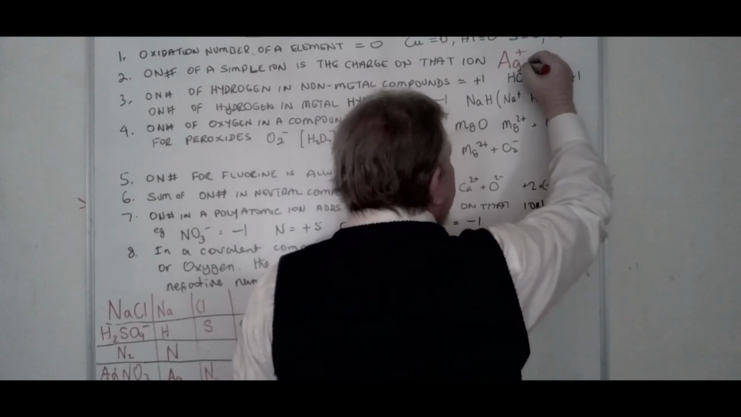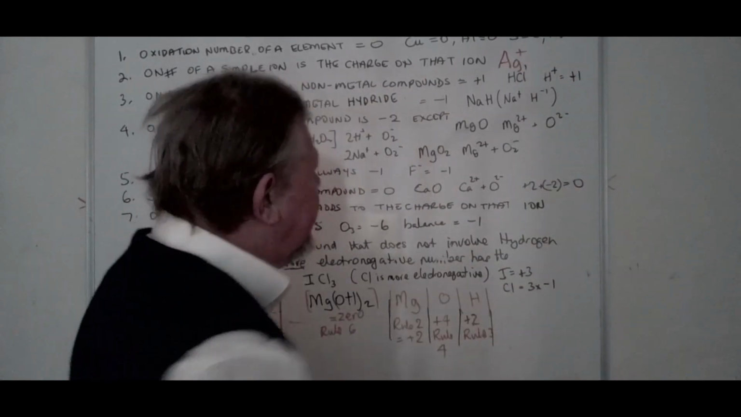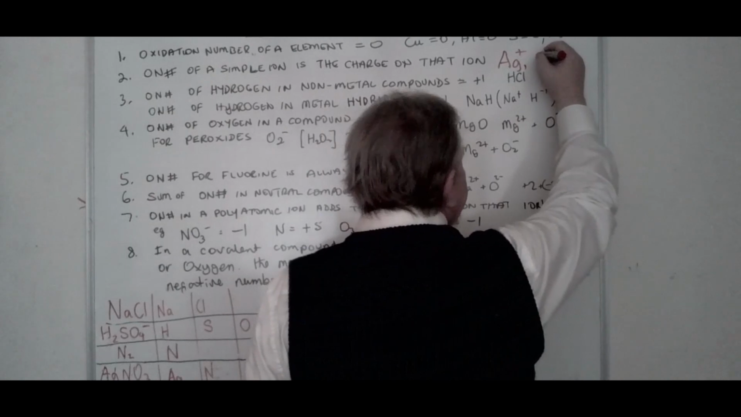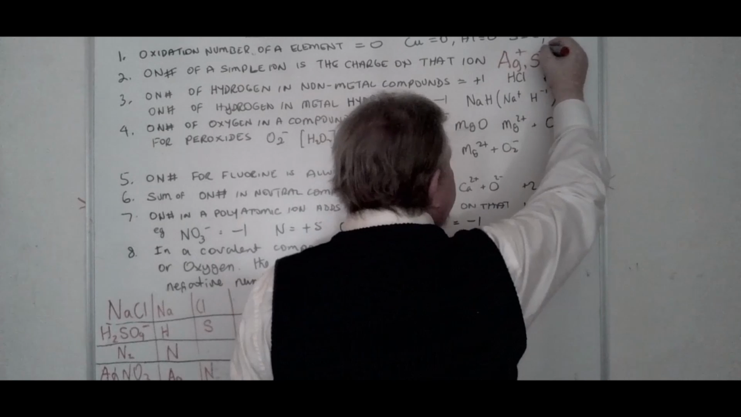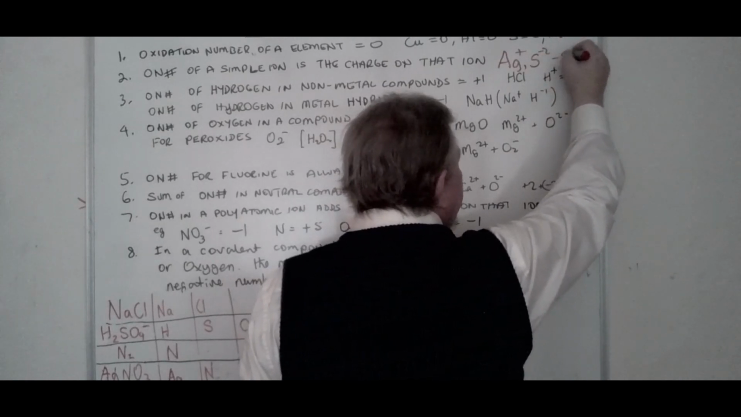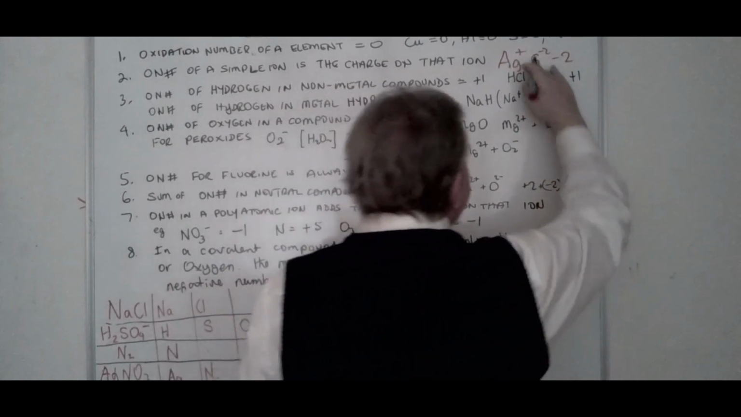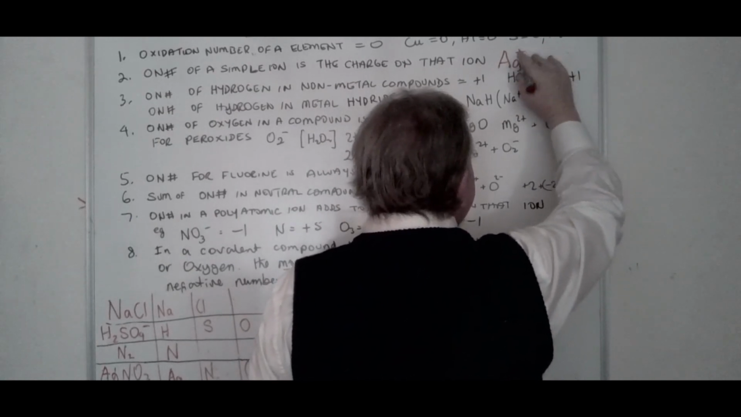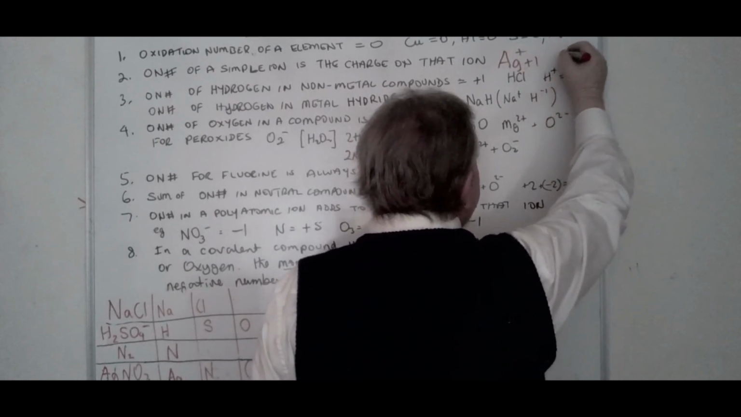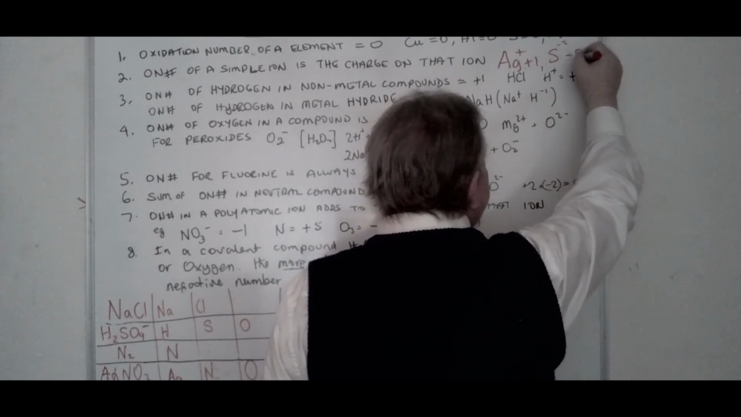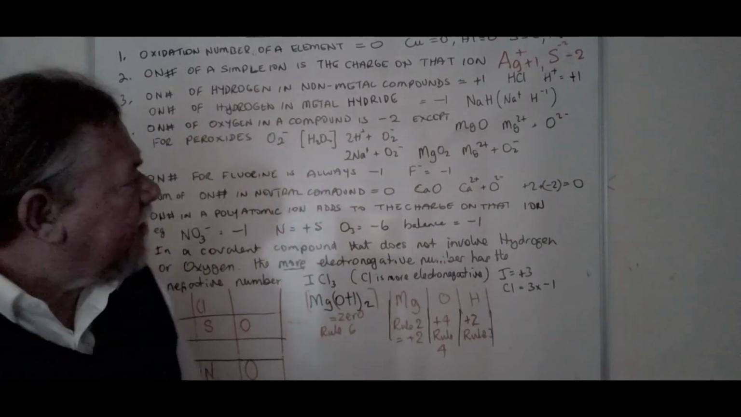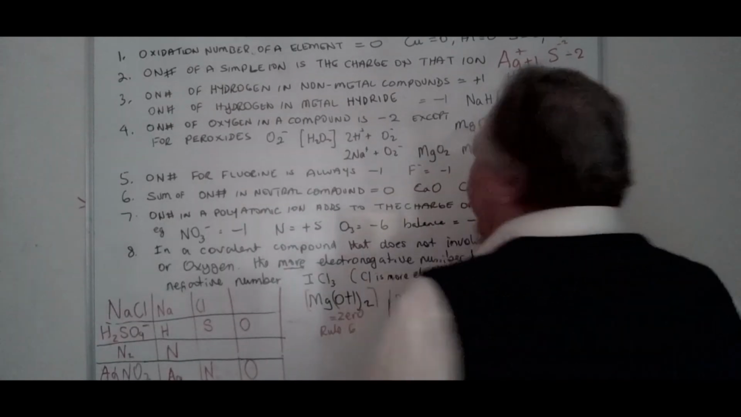The oxidation number of, let's say, sulfur just by itself: sulfur is normally -2, so the oxidation number is -2. Okay, so we've got silver as +1 and sulfur as -2. Okay, so that's pretty straightforward. That explains that particular rule. Okay, next one.